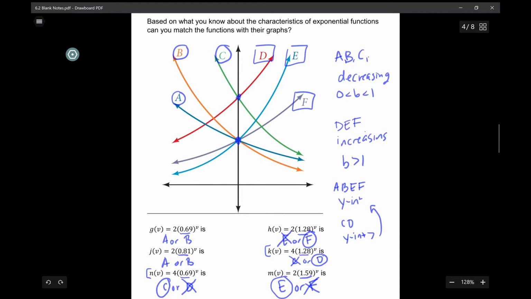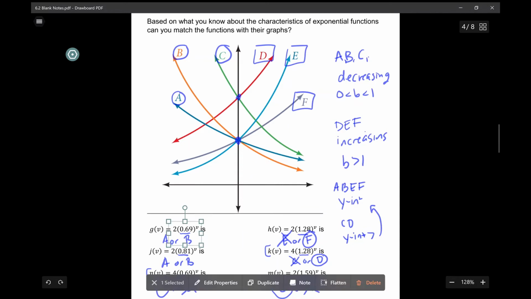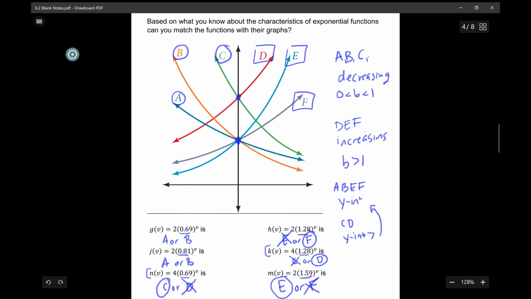Now, I did the increasing first because it's a little bit trickier than the decreasing. Remember when you're looking at decreasing, you have to subtract from 1. So if I look at G of x, this is decreasing, so 0.69 is 31% less than 100%. So that's losing 31%. And this one is losing 19%. So if you're losing a smaller number, you're going to decrease slower. So G is going to be the one that decreases the most swiftly.